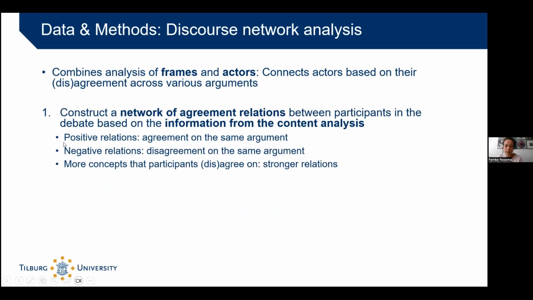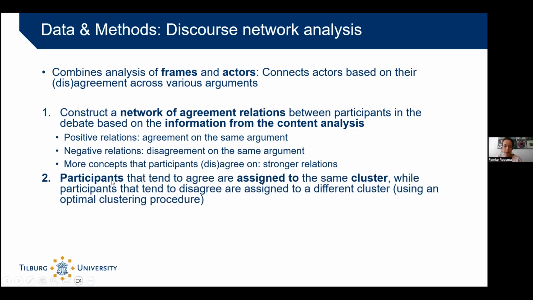This can be positive relations, so people agreeing on the same argument. It can also be negative relations, so disagreement on the same argument. The more concepts that participants agree on, the stronger the relationship. I will show an example in the next slide. We construct this network, and participants that tend to agree are assigned to the same cluster. So we obtain a clustering procedure where people are put in the same cluster if they tend to agree on certain arguments, and if they disagree, they are, of course, in another cluster.